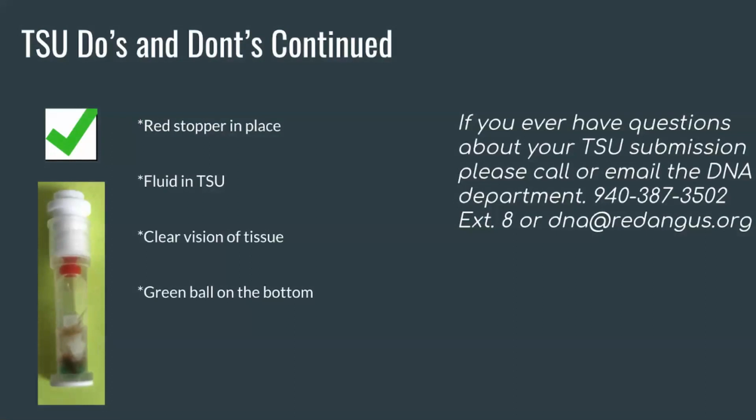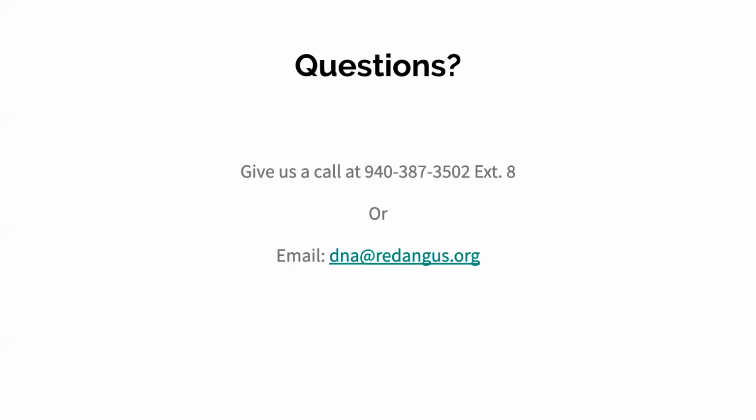So here's just a couple TSU do's and don'ts. You're going to want to make sure the red stopper's in place, the fluid's in the TSU, clear vision of the tissue, and the green ball on the bottom. If you hit those things, hopefully your sample will be good to go. Usually if we find a sample that maybe has one of those things missing, we'll try to give you a call or email and just make sure that you want to still submit the sample. If you have any questions on this, please feel free to give us a call.